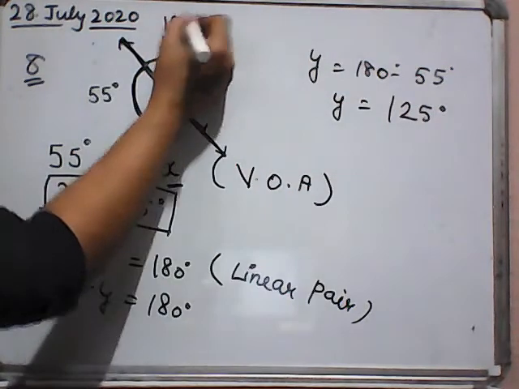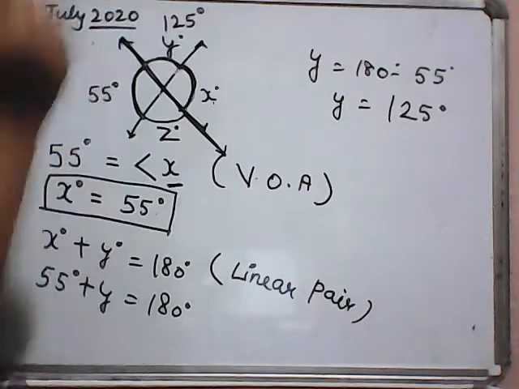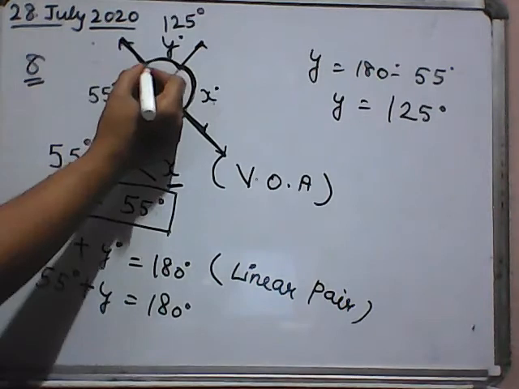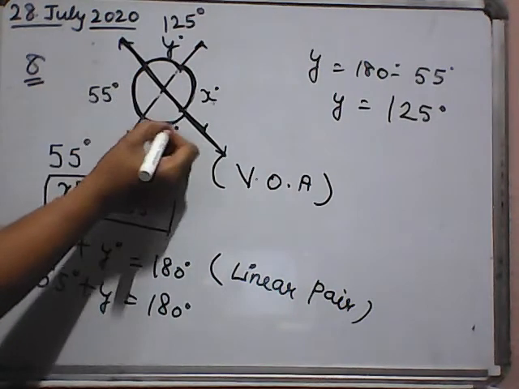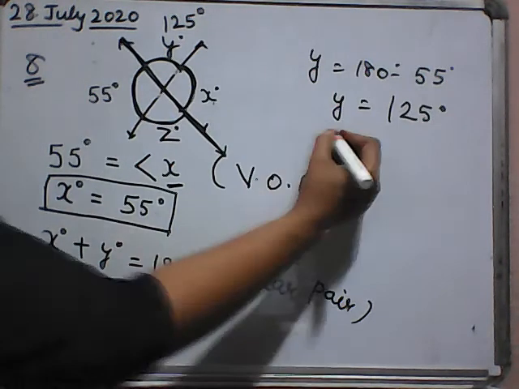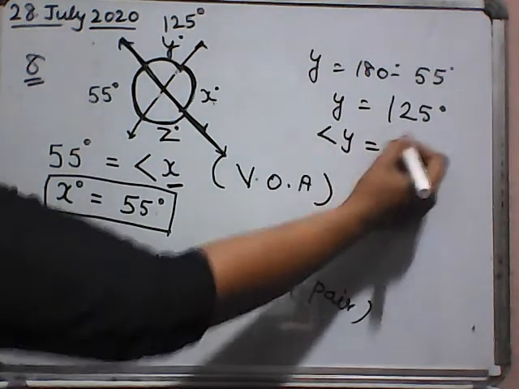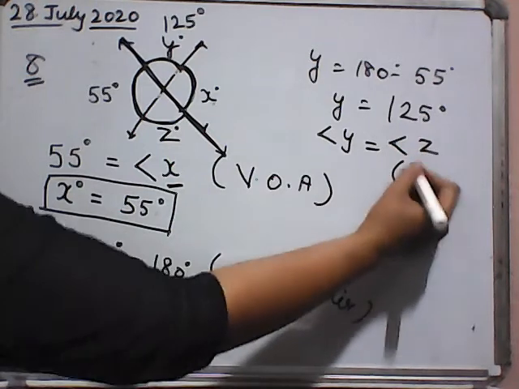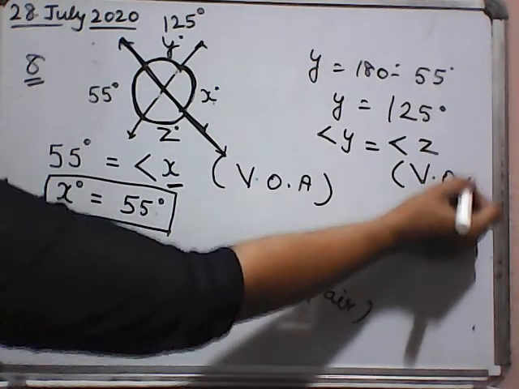What is the value of y? 125 degree. Now in this figure, angle y and angle z are vertically opposite angles, and vertically opposite angles are always equal. Now angle y is equal to angle z. What is the reason? Vertically opposite angles.